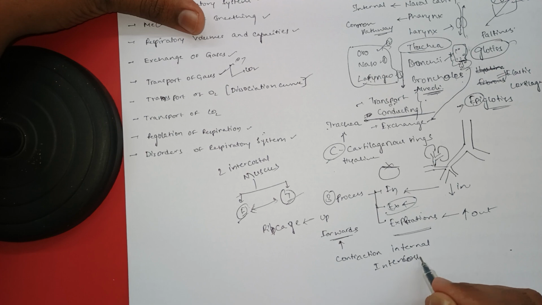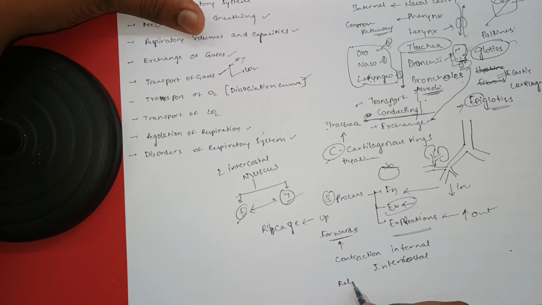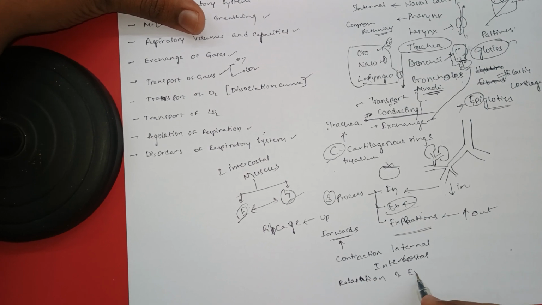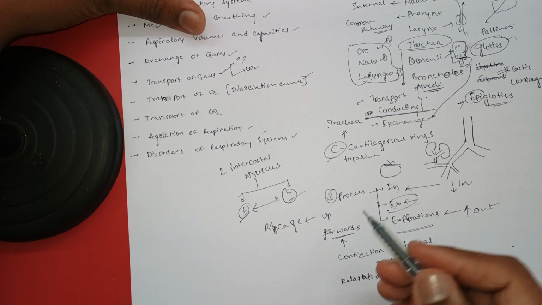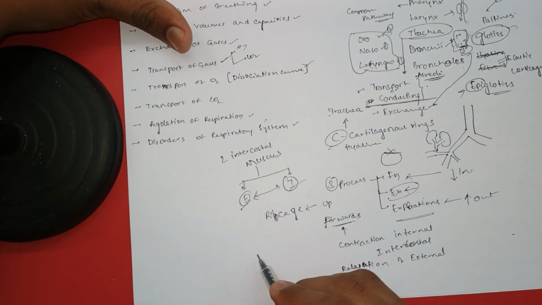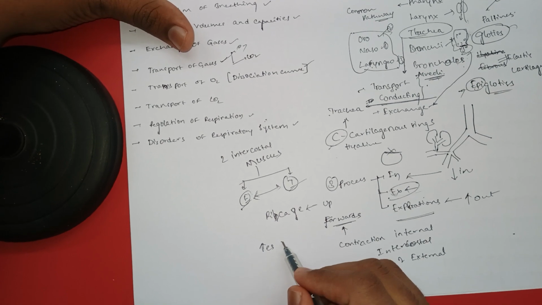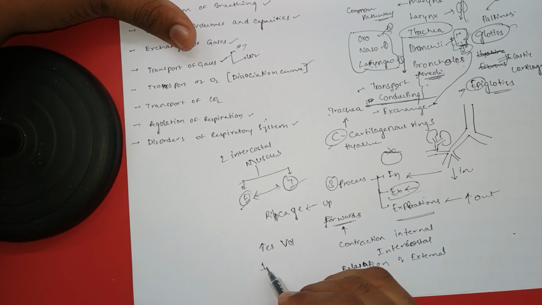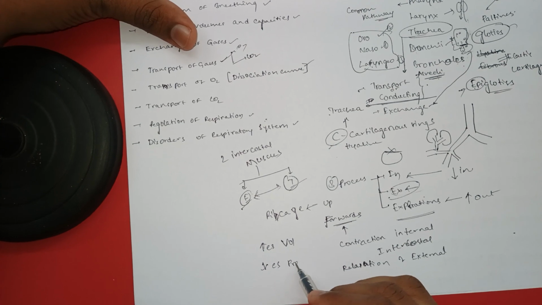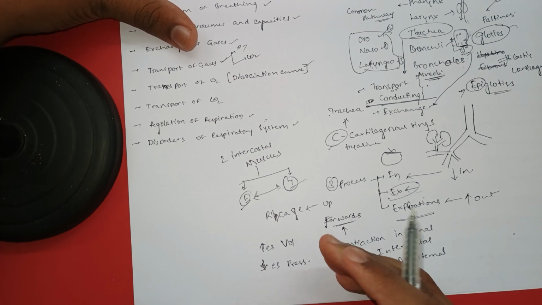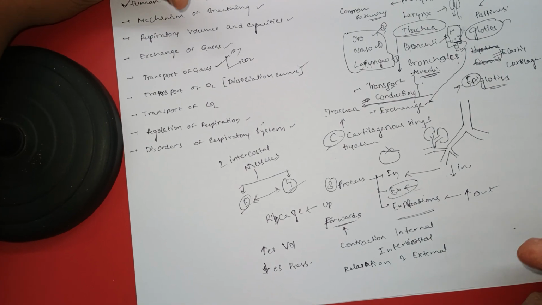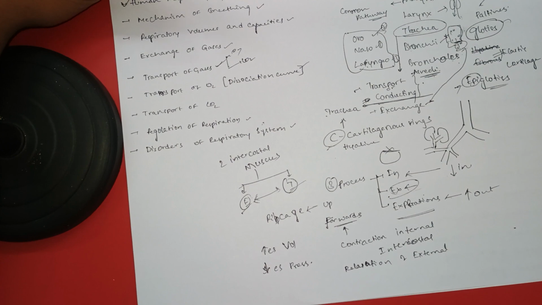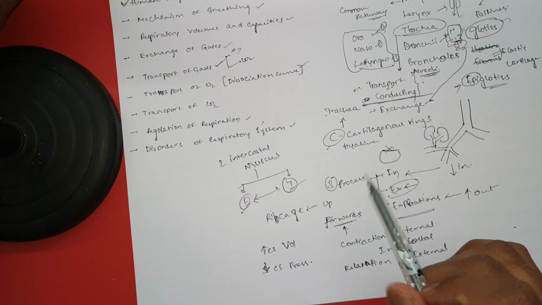Okay, contraction of the internal intercostal muscles and relaxation of the external intercostal muscles. That is, the rib cage moves upwards and forwards, which increases the volume and decreases the pressure. We all know volume is inversely proportional to pressure, and once the pressure is decreased and volume is increased, the air or gases move from a high pressure area to a low pressure area.